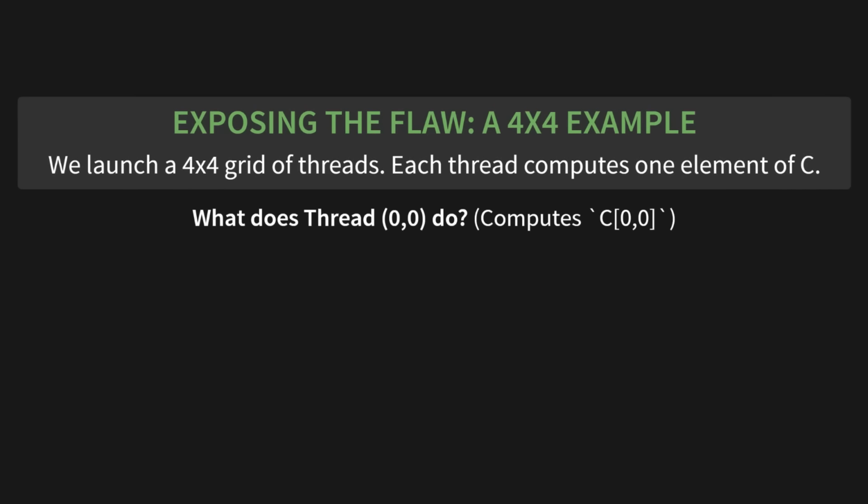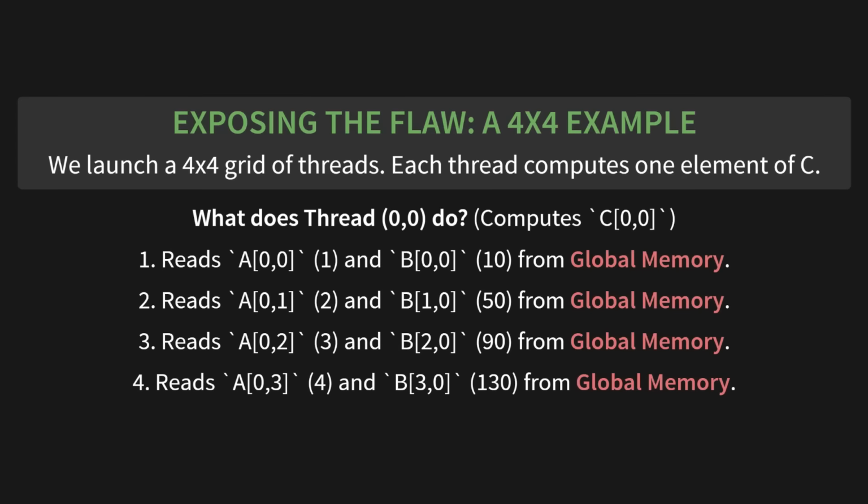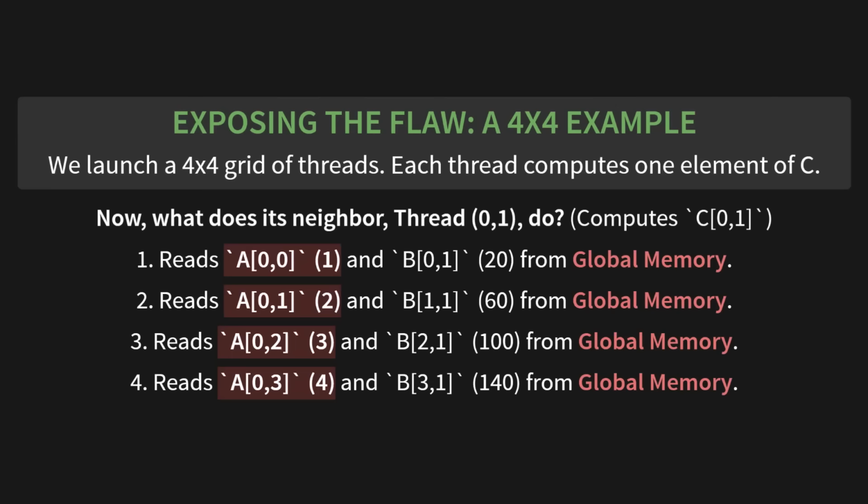To do that, first it reads A at 0,0 and B at 0,0 from global memory. Second, it reads A at 0,1 and B at 1,0 from global memory. Third, it reads A at 0,2 and B at 2,0 from global memory. And fourth, it reads A at 0,3 and B at 3,0 from, you guessed it, global memory. Okay, makes sense. Now, what does its neighbor thread 0,1 do? Its job is to compute C at 0,1.